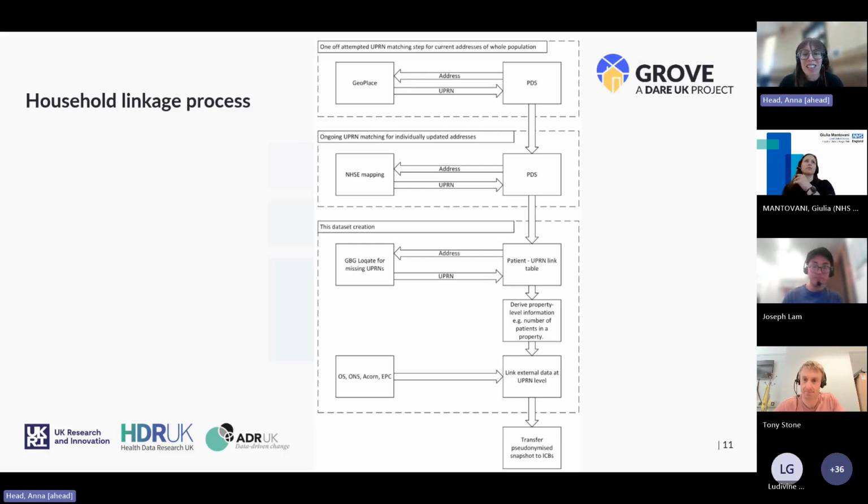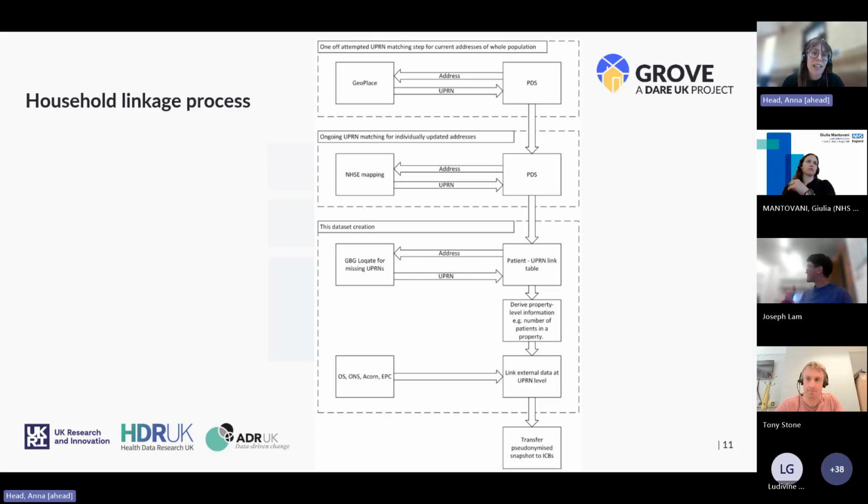So this linkage of addresses to UPRNs was done by NHS England and is based on the Personal Demographic Service. Essentially it's been done in 3 phases. Initially, this was probabilistic matching of addresses to UPRNs using a proprietary tool. Now, whenever you update your address, there is some deterministic matching as soon as an address is updated, and then anything that doesn't get matched there is some retrospective probabilistic matching to different sources as well.